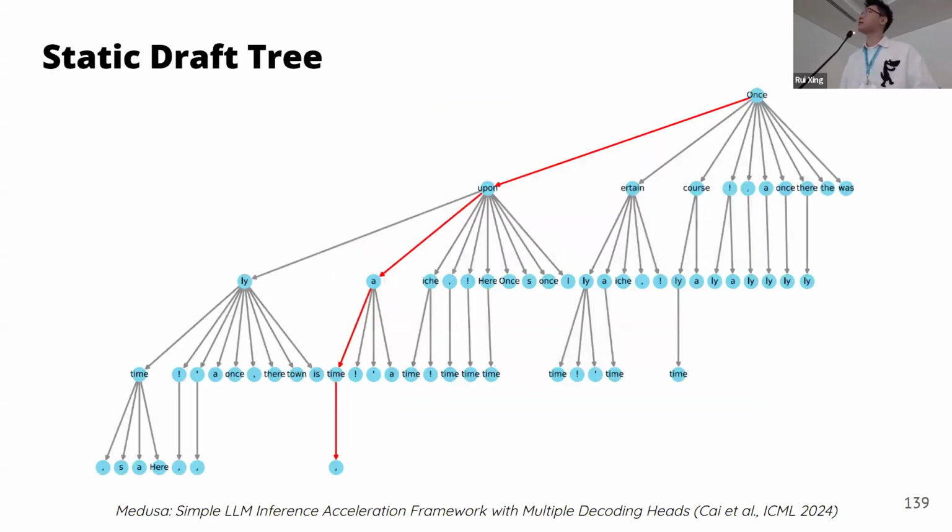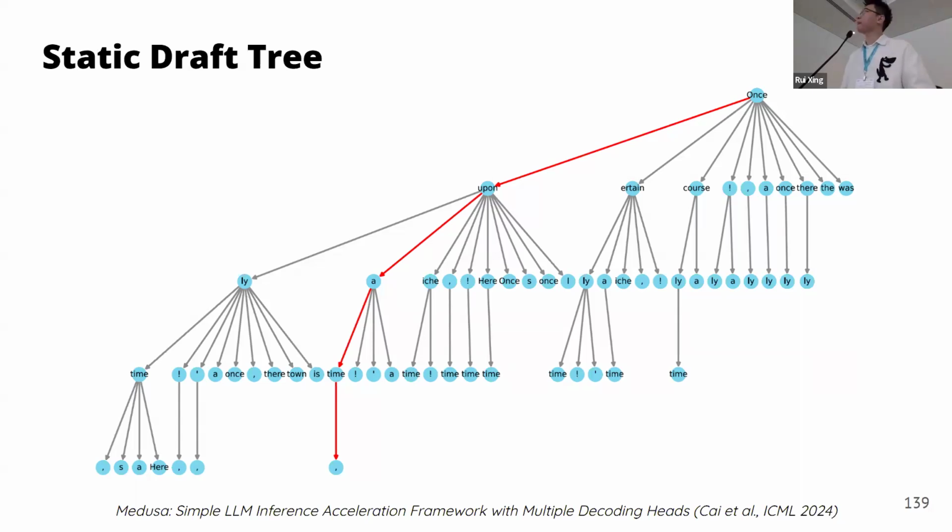And this is a static draft tree architecture in Medusa. In this architecture, this architecture is fixed during the decoding process. It means that whatever context you get, you just apply this static draft tree, and the root node, the leaf nodes, the whole architecture are fixed.